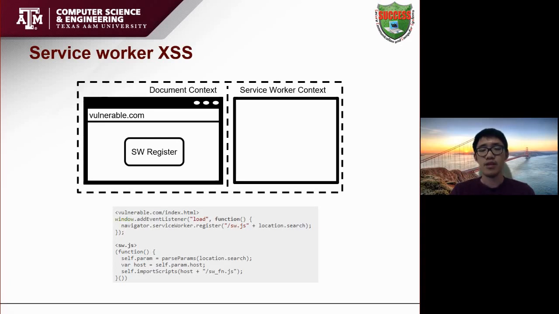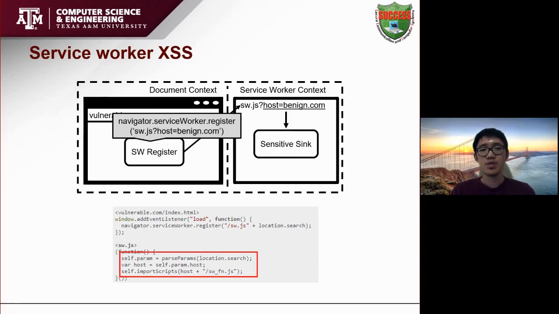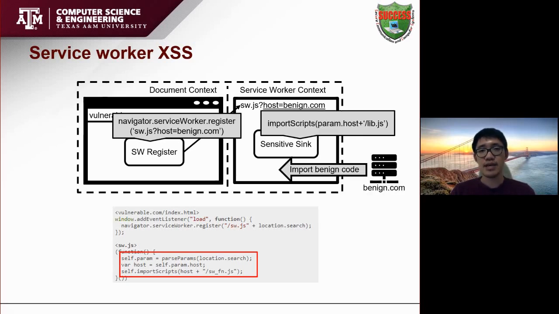Here, we illustrate the questionable practice using a website that we found. Note that the code that we show is simplified, but without loss of generality. Essentially, this website utilizes URL search parameters during the service worker installation, and the parameters are used in the sensitive sink, which in this case is the importScripts function that can import and execute the specified JavaScript file.